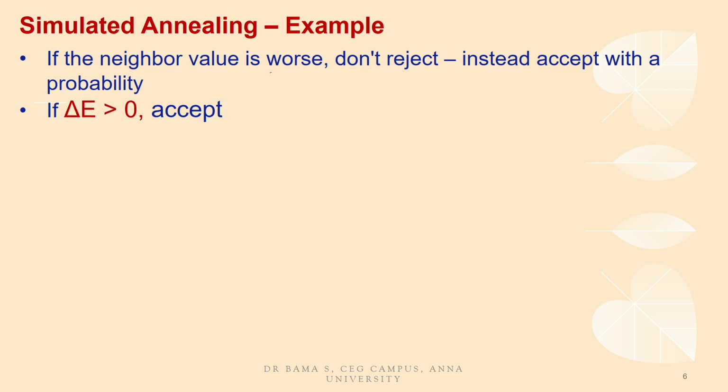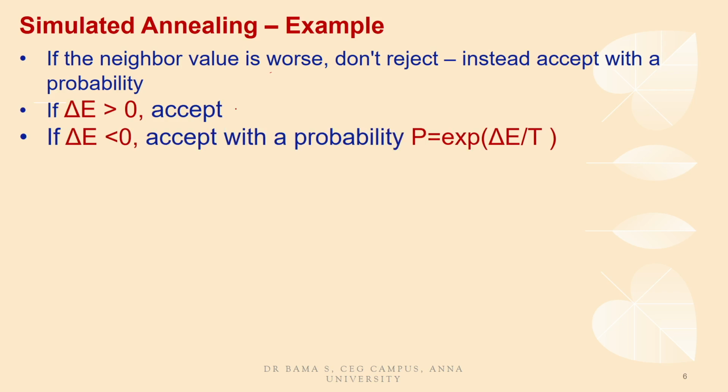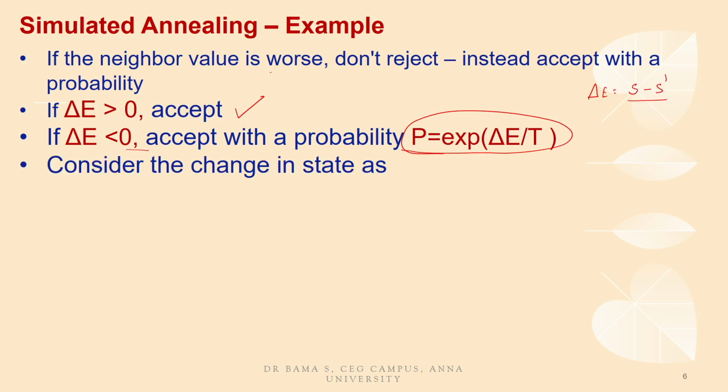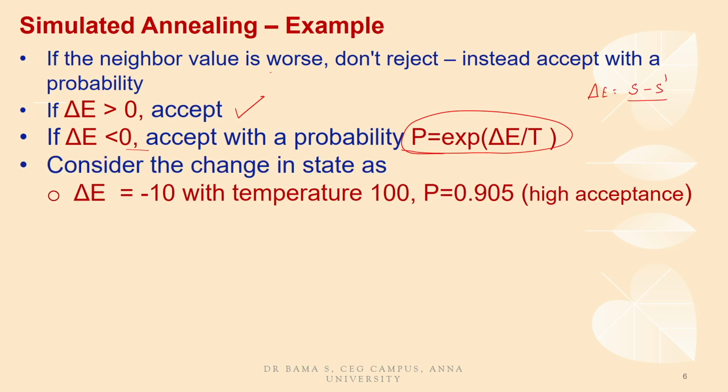Let us say, and this is the intuition with which we started, if the neighbor value is worse, do not reject, but accept with the probability. If delta E is greater than 0, it is accepted, which is no problem. If it is less than 0, we have to evaluate this expression, exponential of delta E by T, and remember delta E is nothing but the difference between S and S dash, the neighbors.